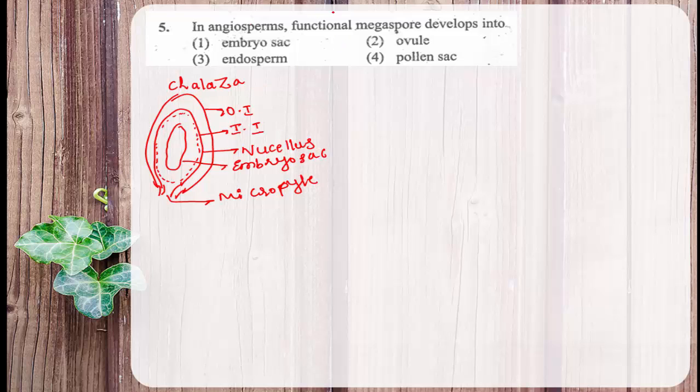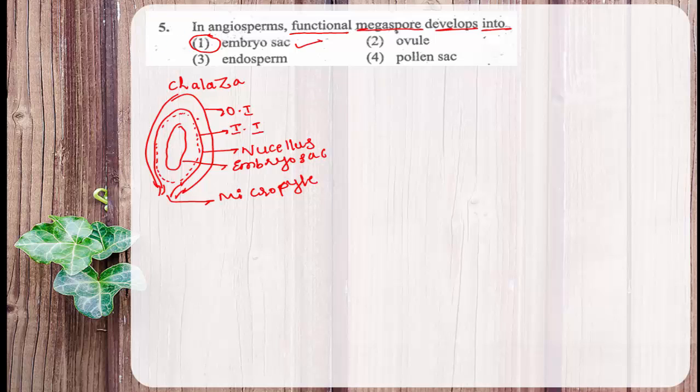The question is, in angiosperms the functional megaspore develops into which structure? Whether it is embryo sac, endosperm, ovule, or pollen sac. And the right answer for this question is option 1.